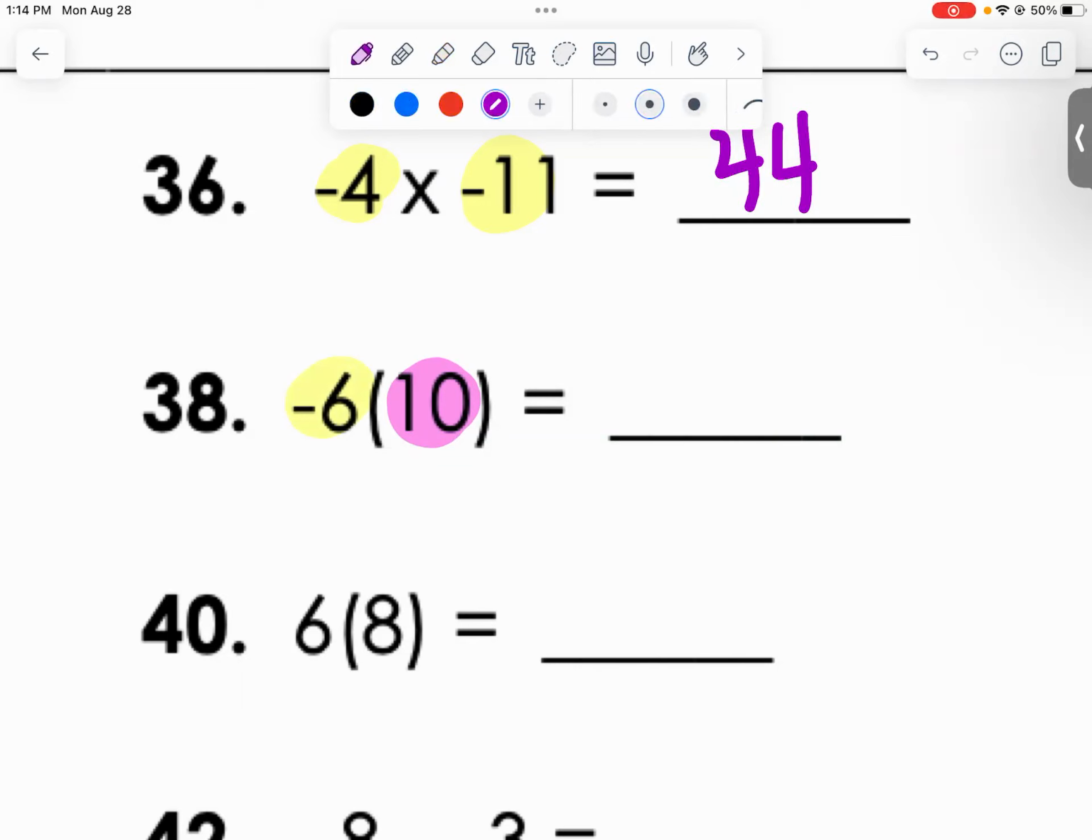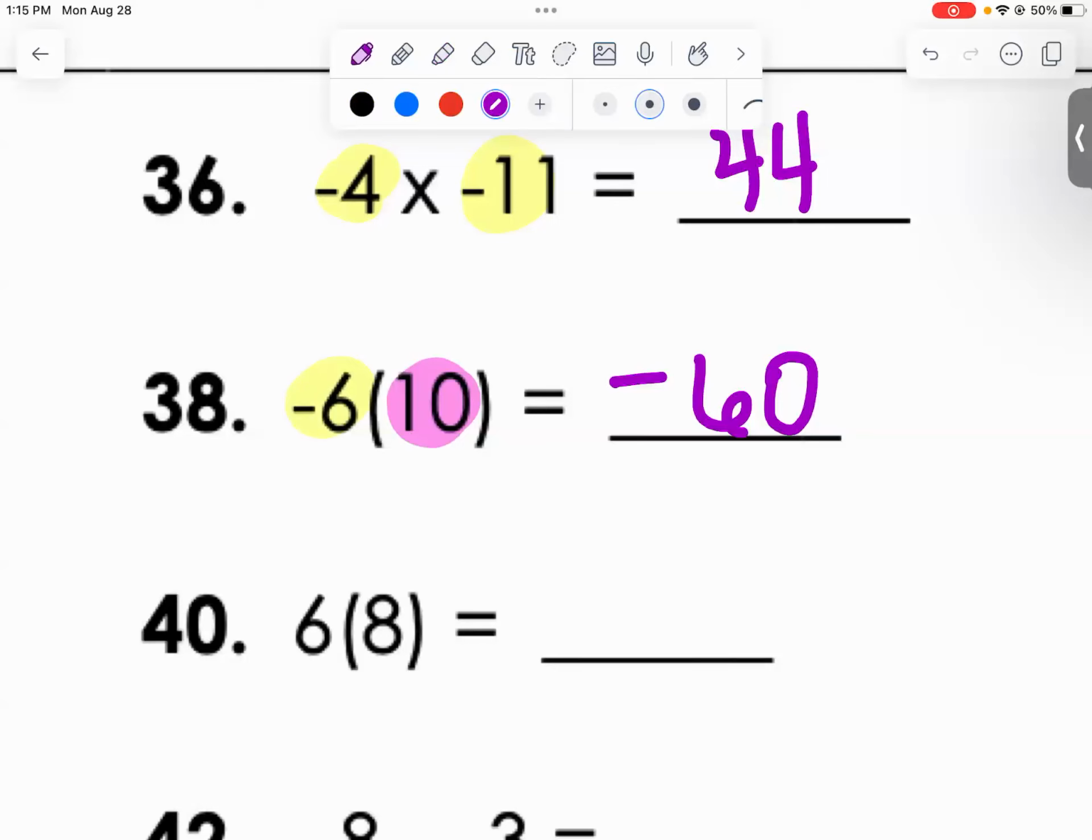In 38, we have a negative 6 times a positive 10. It is negative 60. Thank you, Kanaya. Now, Sophia, how did Kanaya know it would be a negative 60? Our signs are different, so our multiplication is going to give us a negative answer.